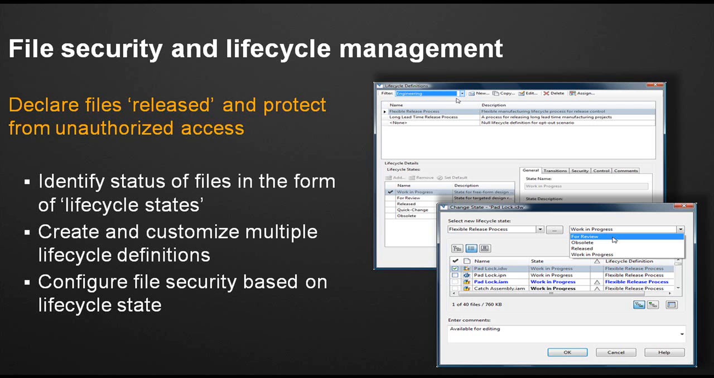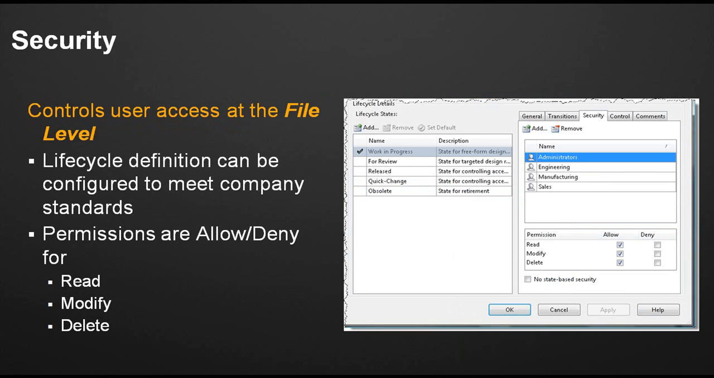File security and lifecycle management inside of Vault Workgroup allows you to declare a file released and protect it from unauthorized access. Further, we can identify the status of the files in the form of what we call lifecycle states, collect those lifecycle states into lifecycle definitions, and then configure the security based on that particular lifecycle state. So before we get into the demonstration, let's take a look at a definition of terms.